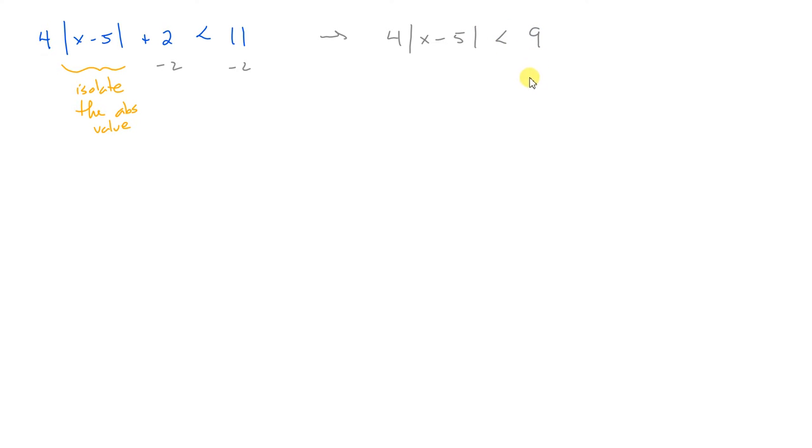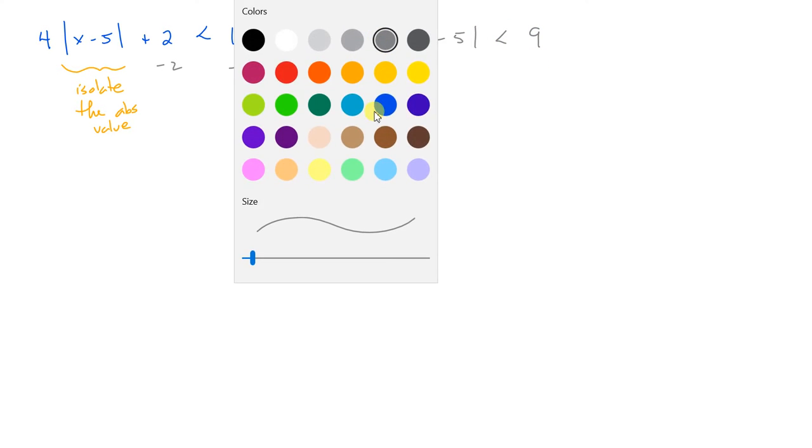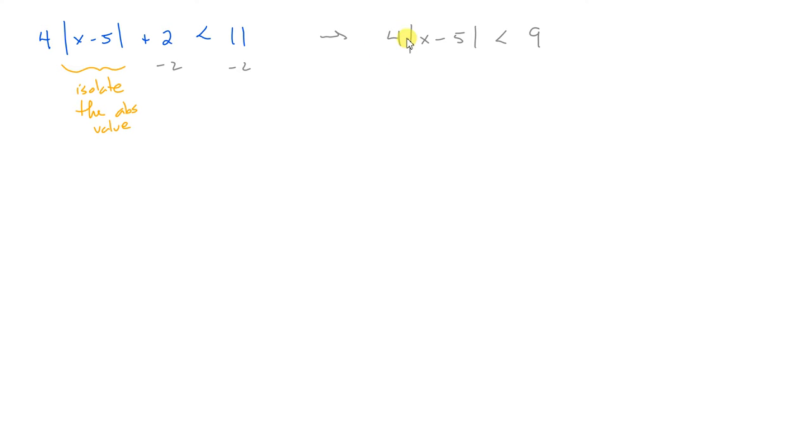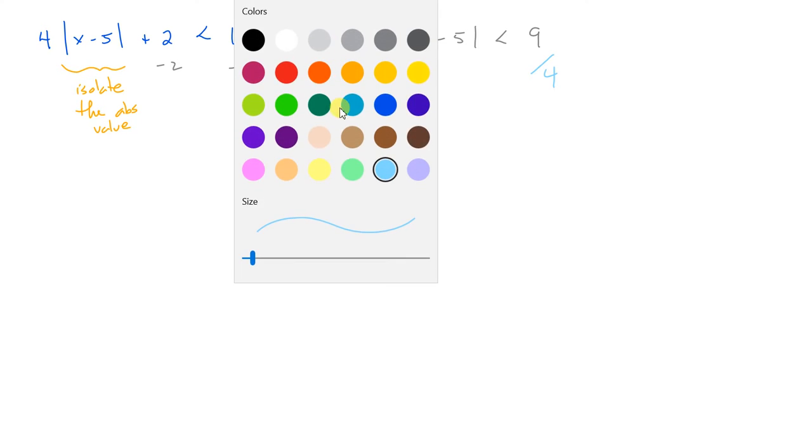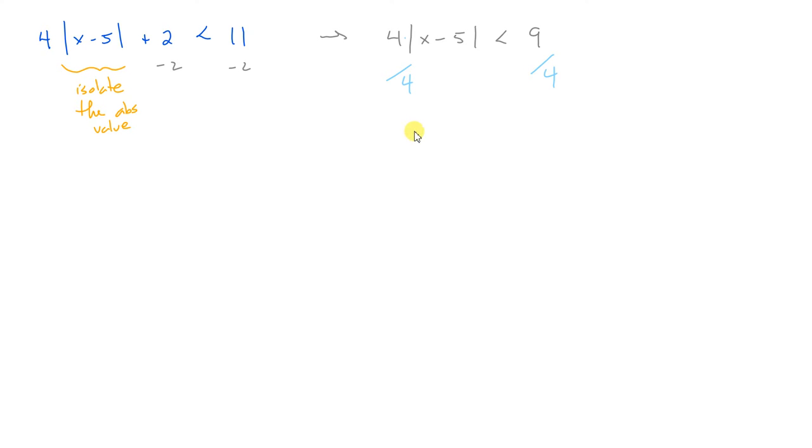is 9, right? Next thing I'm going to want to do is get rid of this 4. It's multiplying. To get rid of a multiplication, we do division. Remember that if you multiply or divide by a negative, the direction of the inequality flips around. In this case, we're dividing by a positive, so we're okay. So we end up with absolute value x minus 5 is less than 9/4.